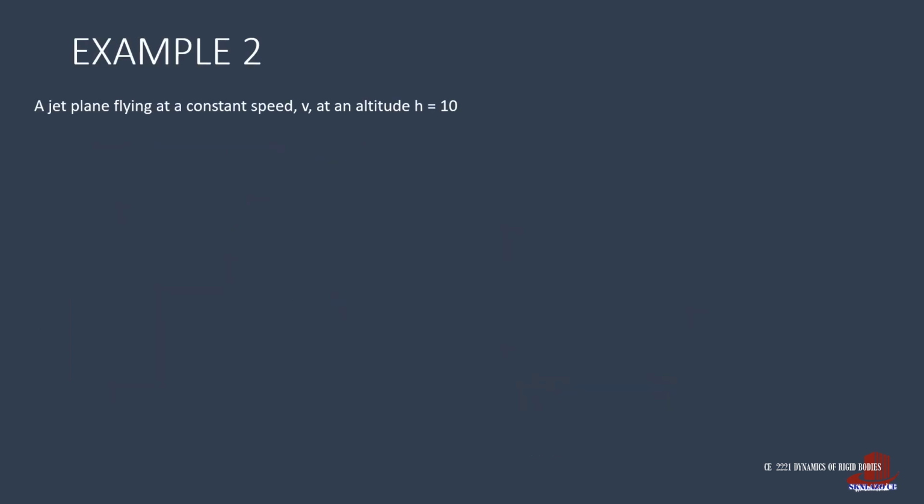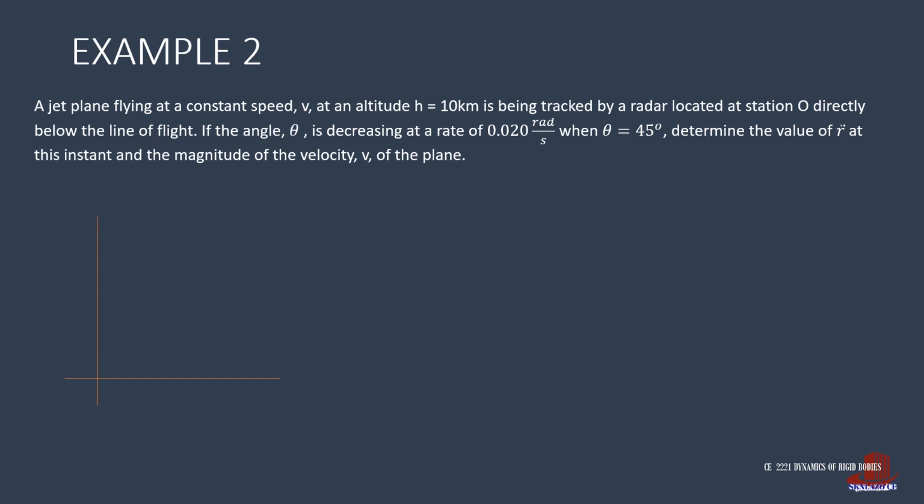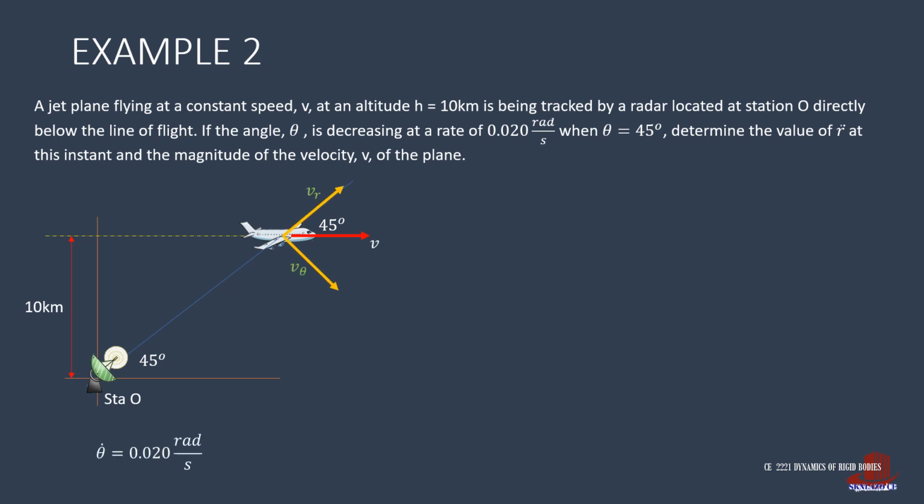Example 2. A jet plane flying at a constant speed v at an altitude h equals to 10 kilometers is being tracked by a radar located at station O directly below the line of flight. If the angle theta is decreasing at a rate of 0.02 radians per second, when theta is equal to 45 degrees, determine the value of r double dot at that instant, and the magnitude of the velocity v of the plane.